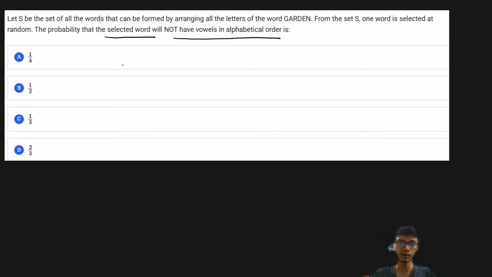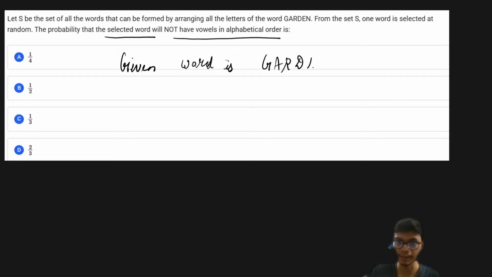This is similar to a question we solved in yesterday's class, where the vowels were not together. That kind of problem is something like this, but not exactly. You can see how important it is to understand permutation and combination in order to get your JEE Mains probability questions correct. So the given word is GARDEN.